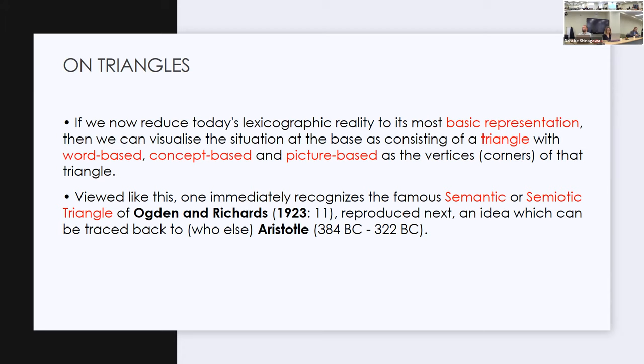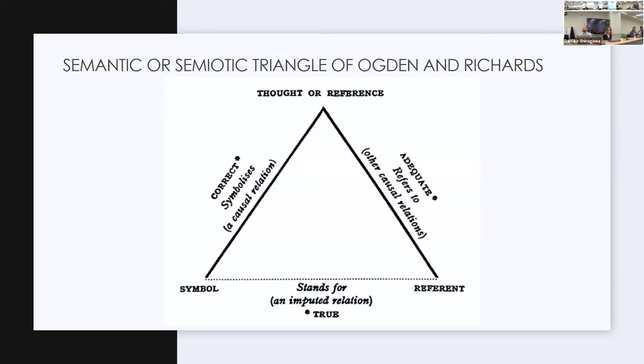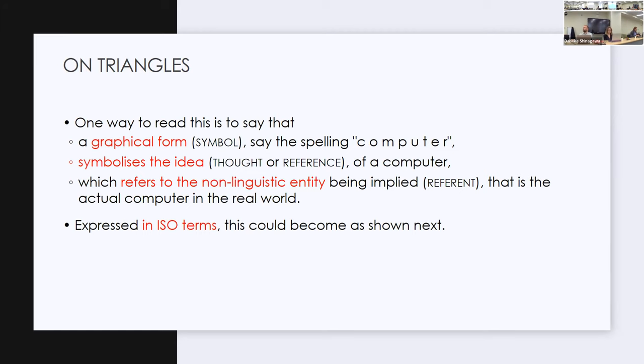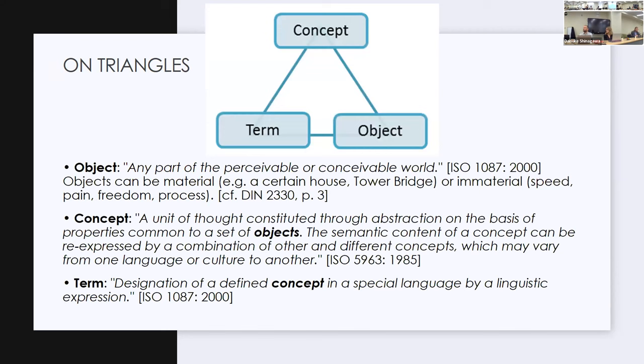Aristotle, like most things in language. I won't go through this, we know this triangle, but expressed in other terms, it's a graphical form, say the spelling of computer, which symbolizes the idea of a computer, which then refers to the non-linguistic entity being the computer itself or a computer in the real world. Or in ISO terms, you have a concept, an object, and the term itself, and they like definitions and numbers, so they're given there.